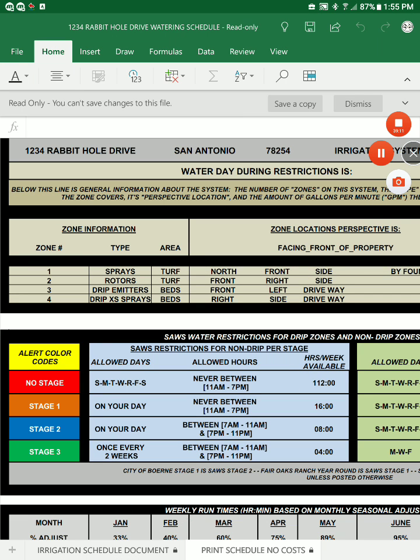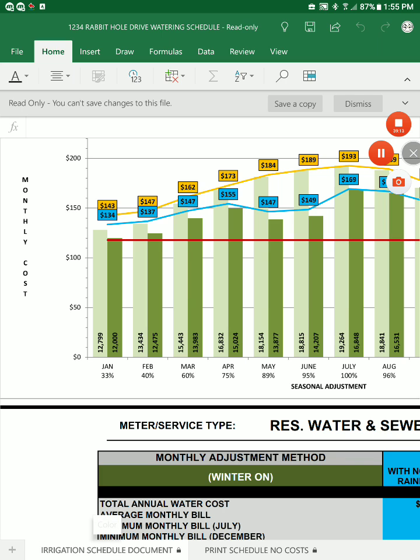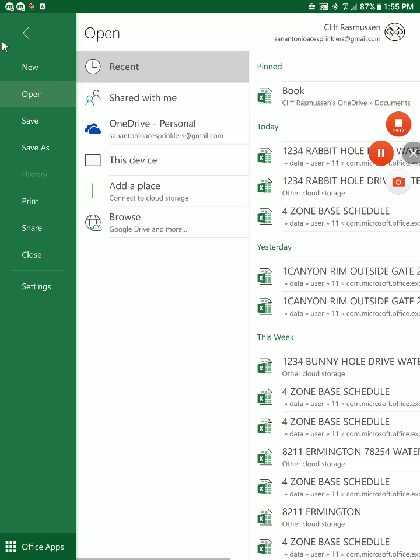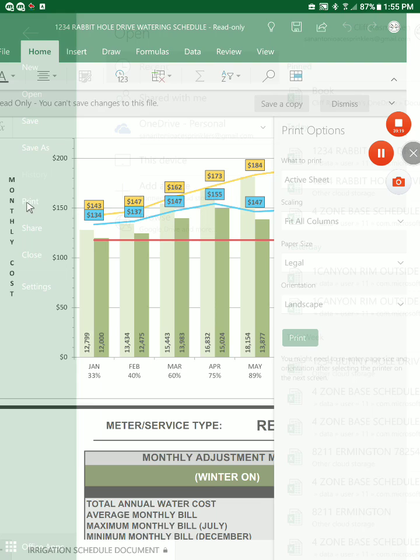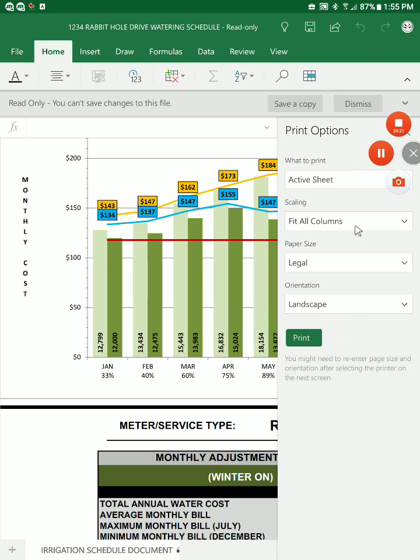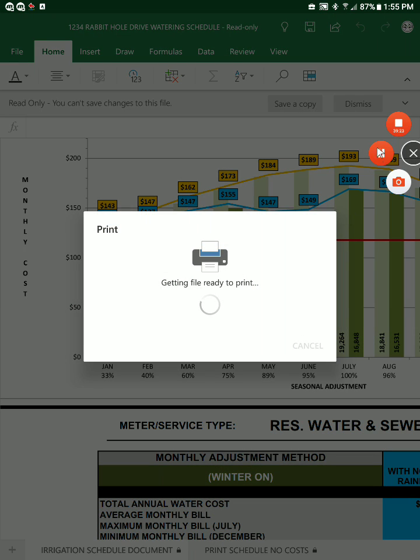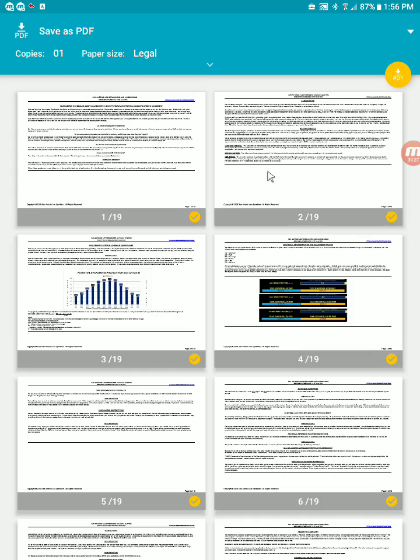I want to select this tab. Okay, now I go up to File. I go up to Print. Make sure Legal Landscape. I hit the Print button. I'll come back in 90 seconds. Okay, so 90 seconds is up. Here's my printed document. It's all ready to go ahead and go to my customer.